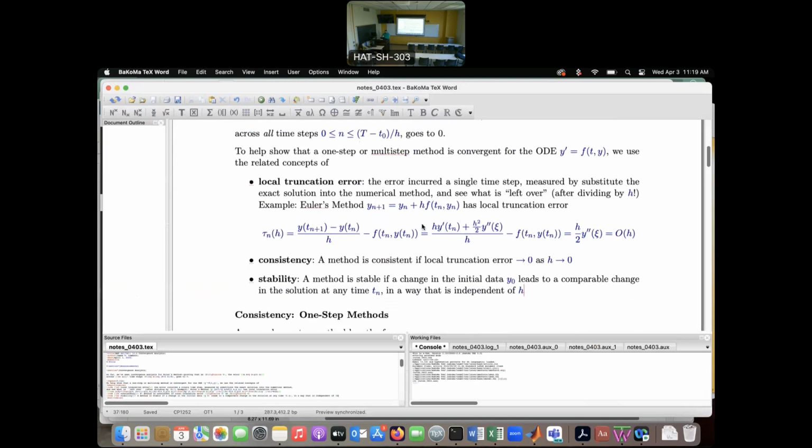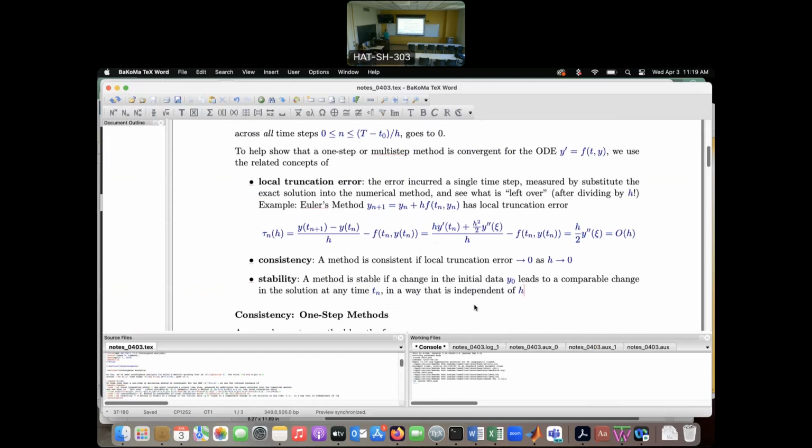And actually, at some point during this section, for one-step methods in particular, I will be able to prove that, at least in one direction, if you have consistency and stability, you do have convergence. So what I'm going to focus on now is how do you show consistency for one-step methods and multi-step methods, and also how do you determine the order of accuracy?